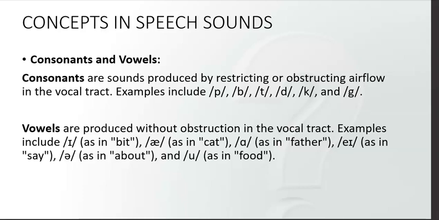For example, beat. You notice with the B you have to obstruct and restrict some air from flowing to say the B, but the I comes in smoothly. For the word cat, you notice the C there, you have to obstruct some air so that you can say it, but with the A it's very smooth, it flows well. So these are what vowels are.